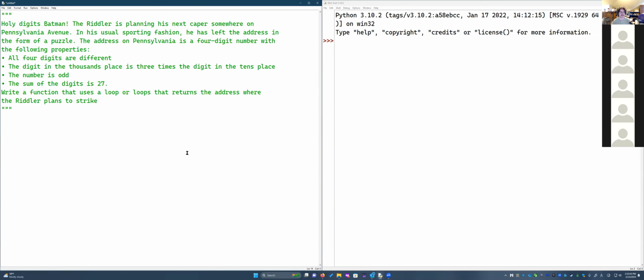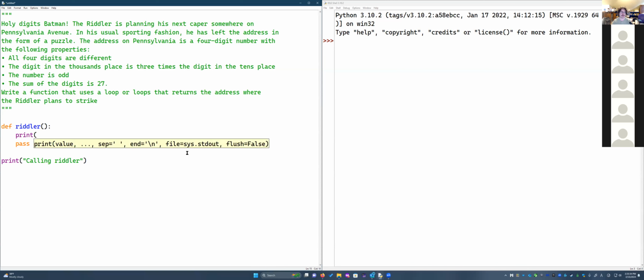All right, so a 4-digit number with the following properties. Let's go ahead and do def Riddler. So we've defined a function called Riddler. And that pass basically means fill in, so that I can run the code. And the way functions work is that basically we're calling Riddler. And these lines are going to get deleted very quickly in Riddler.